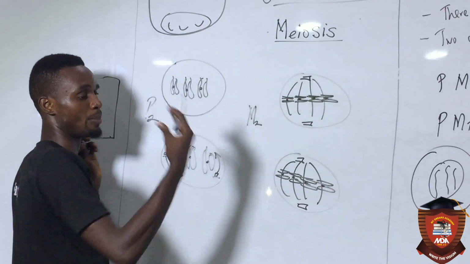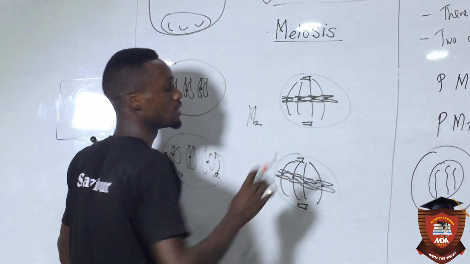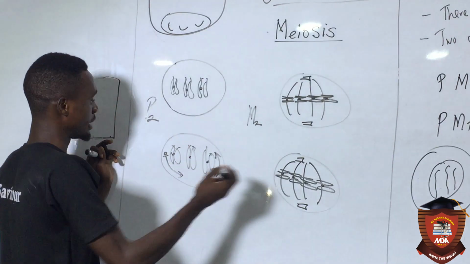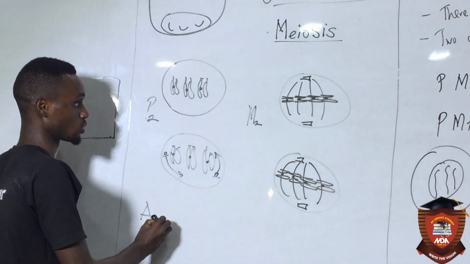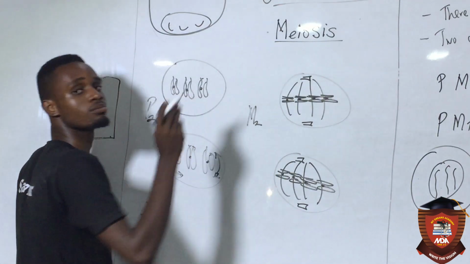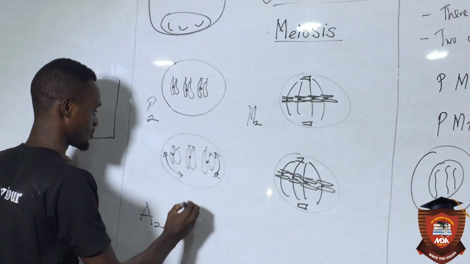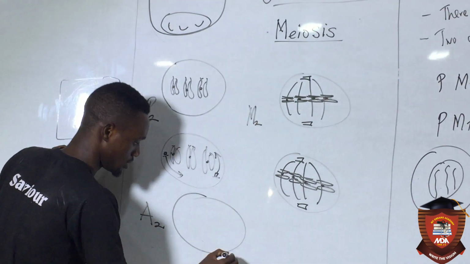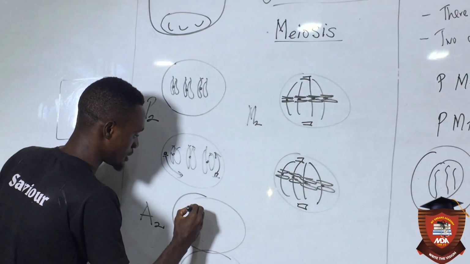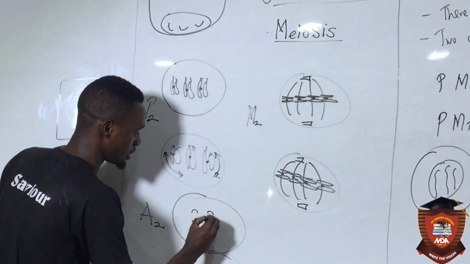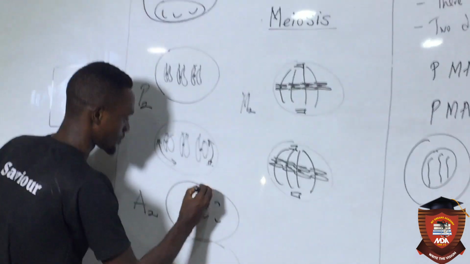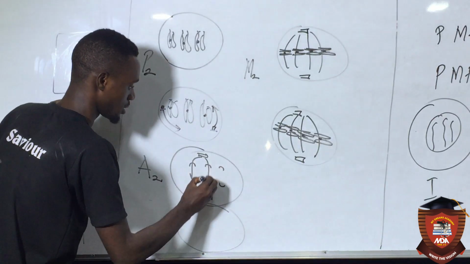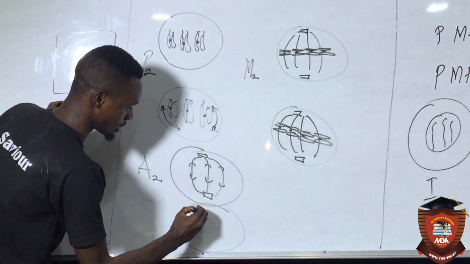The chromosomes appearing as chromatids will arrange themselves in the equator of the cell, attached to the spindle fibers at their centromere. Then anaphase 2, A2. These chromatids will separate. And then what you have is a big cell with separating chromatids, like that.